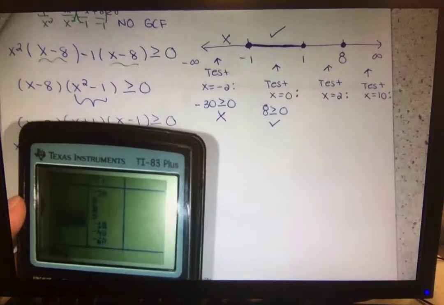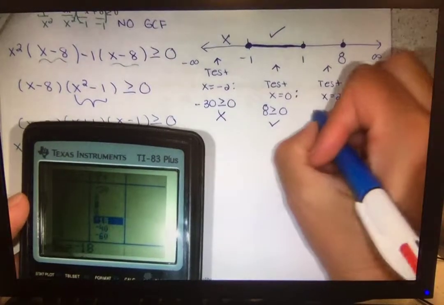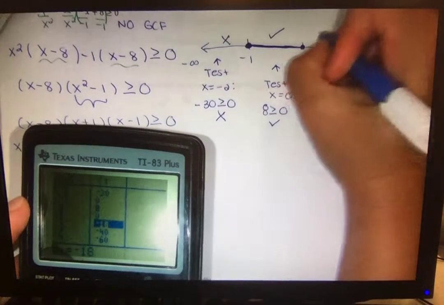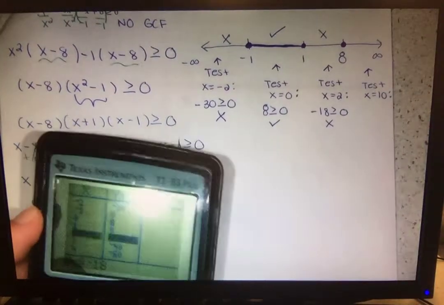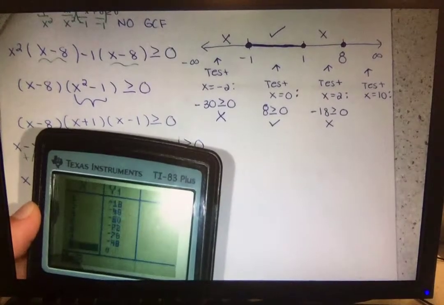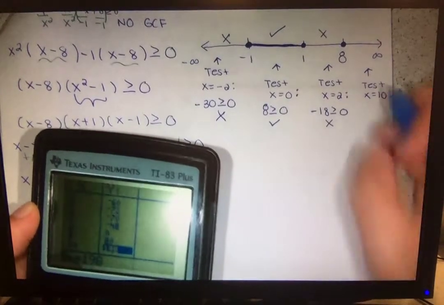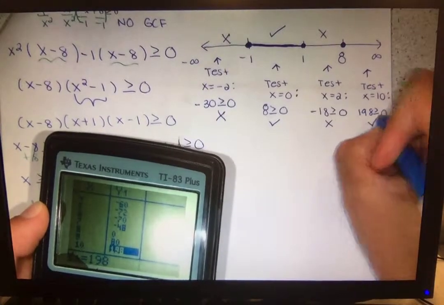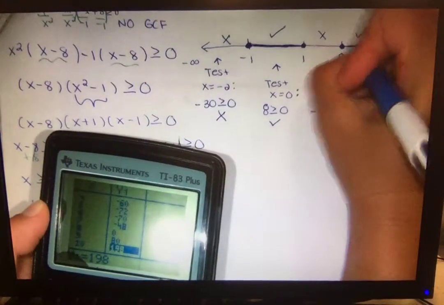Testing x equals 2, plugging in 2, we get out negative 18. So is negative 18 greater than or equal to 0? No. Nope, so that section does not work. Last but not least, plugging in x equals 10, we get 198. Is 198 greater than or equal to 0? Yes, so that last section does work as well.